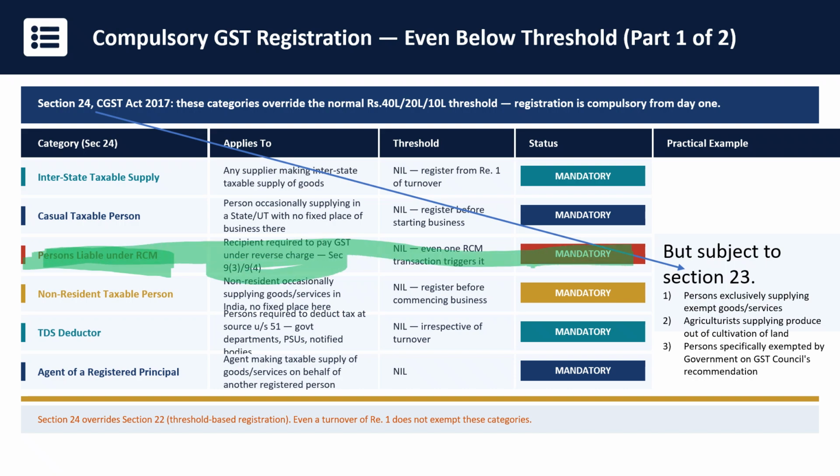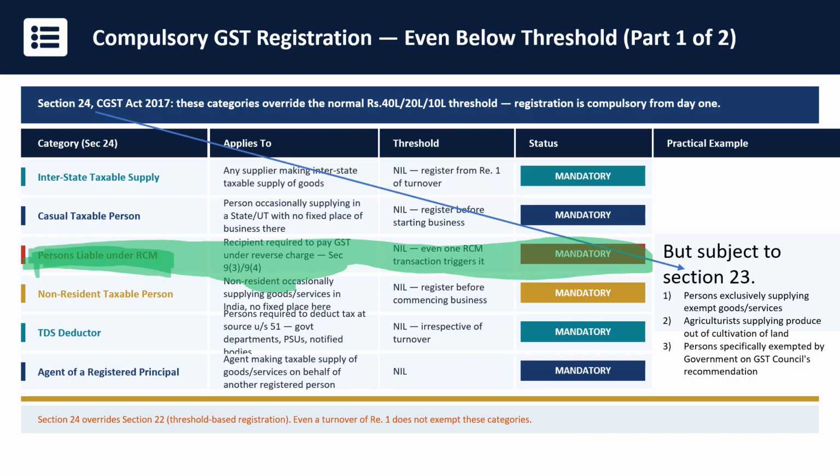See, under section 24 there are some mandatory categories you need to register under the GST, even though your taxable turnover is less than the threshold for the registration requirement. Section 24 overrides those normal registration thresholds, because if you are covered under the RCM, one of the concepts is person liable under RCM.